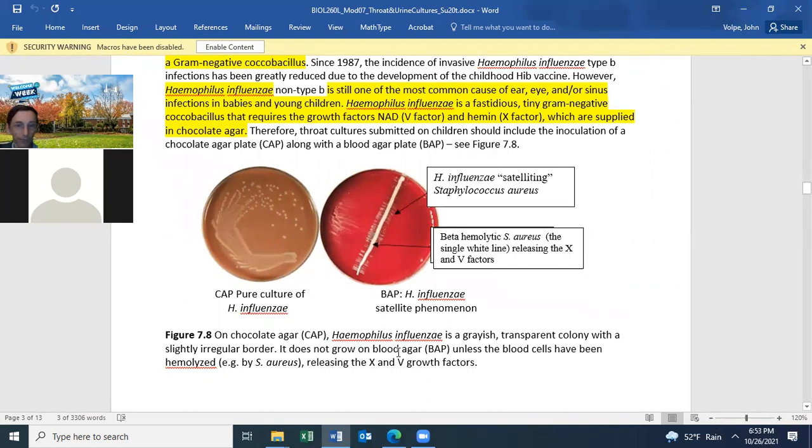Haemophilus influenzae is a grayish, transparent colony with an irregular border. You have to blow that up to see that. It doesn't grow on blood agar unless it's right next to the Staphylococcus aureus. And usually you don't grow two things on a plate, but it will grow on chocolate agar.